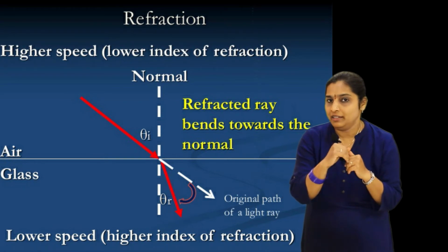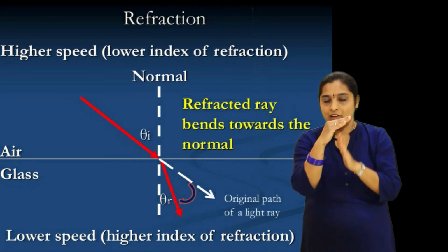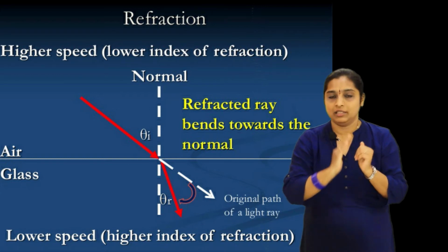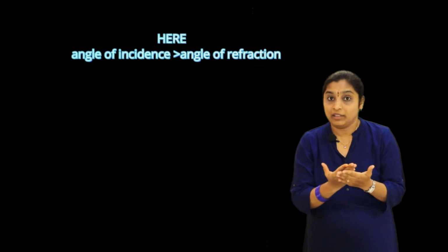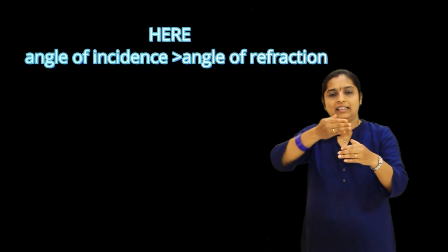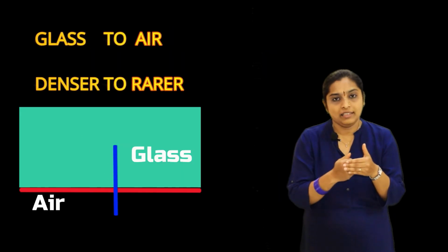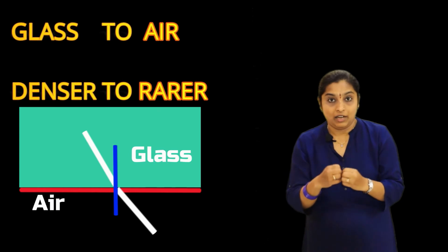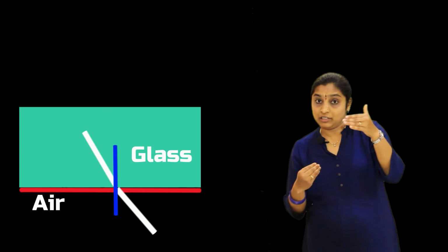And in which direction does it bend? Of course it bends towards the normal. So if our normal is like this, it will bend towards the normal. Now, if it bends towards the normal, you can see that the angle of incidence is more than the angle of refraction. Let us take the other end of our experiment, where the ray of light travels from glass to air. Here in this case, what happens? The ray of light is traveling from denser medium to rarer medium. So it was traveling slowly.